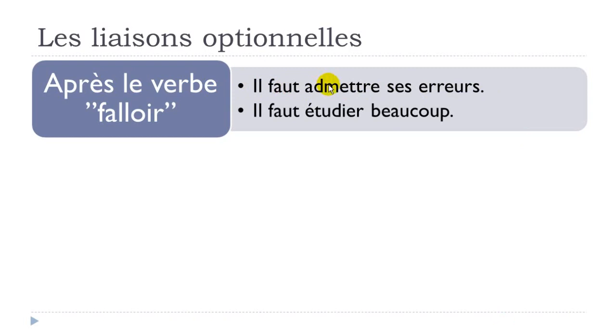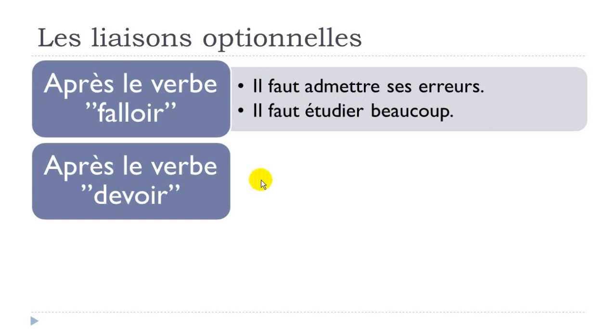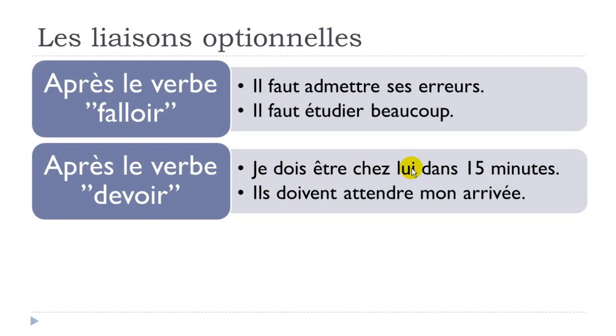Il faut étudier beaucoup, or, with the liaison, il faut étudier beaucoup. The verb devoir will follow exactly the same rule. First option, je dois être chez lui dans 15 minutes. Or then, je dois être chez lui dans 15 minutes. Ils doivent attendre mon arrivée. Or if you want to make the liaison, ils doivent attendre mon arrivée.